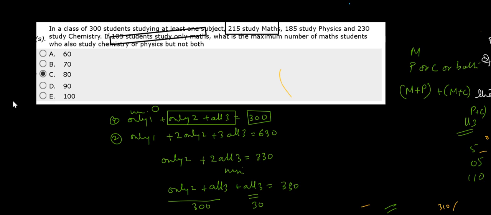Don't worry, we will again revisit this with more problems on Venn diagrams as we go forward. So we could not start graphs today. We'll start graphs tomorrow. Any questions? Any clarifications? Doubts?